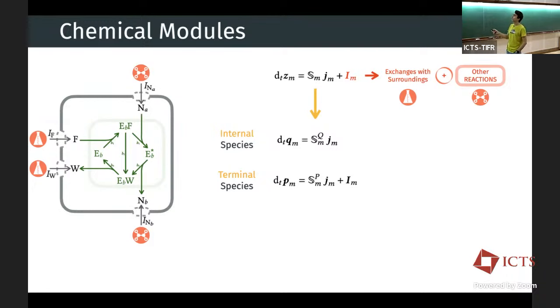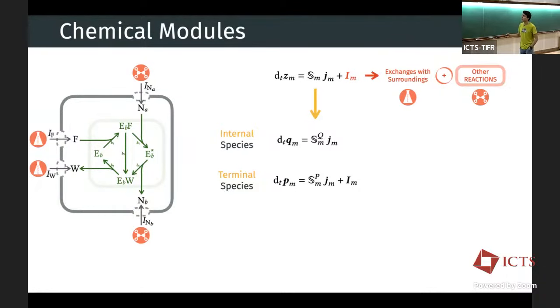And if you want, we can write down a rate equation for the species Zm, the species of the module, including both internal and terminal species. And the rate equation is exactly the same. The point is that this exchange current now accounts for both the exchanges with the environment and the effects of the rest of the network on these two terminal species.